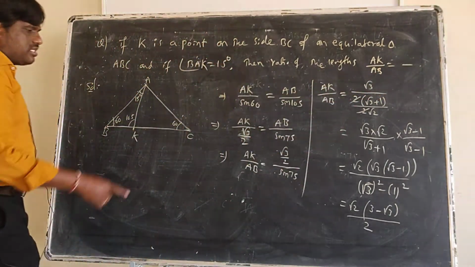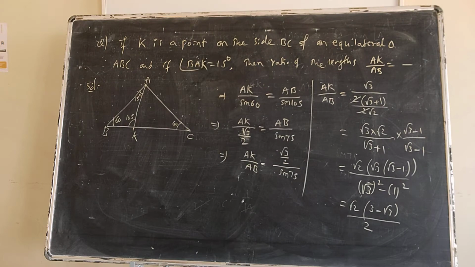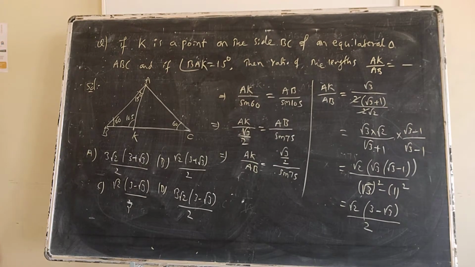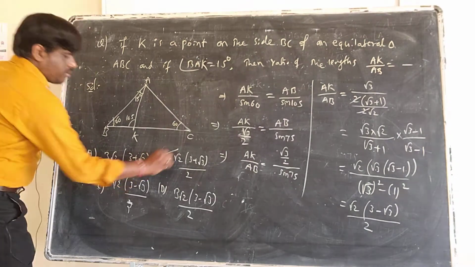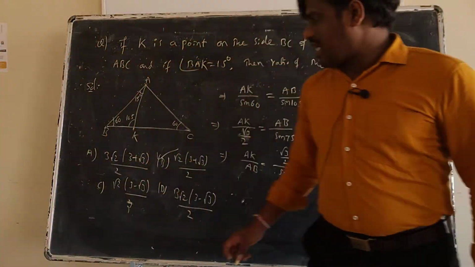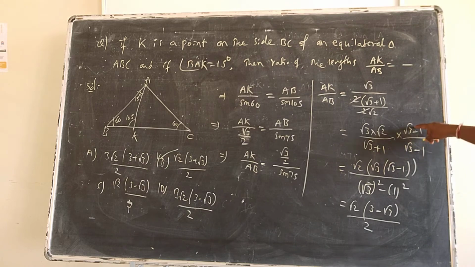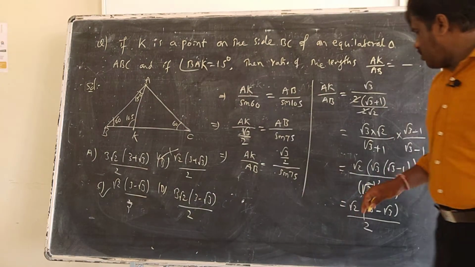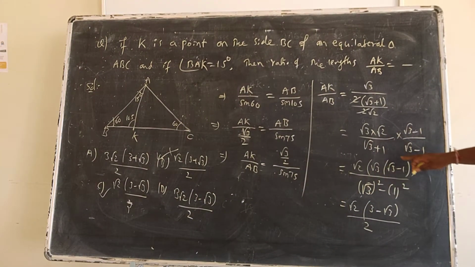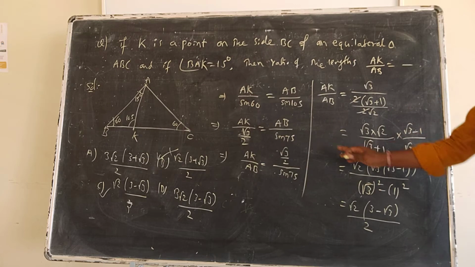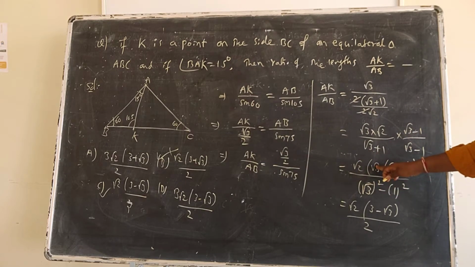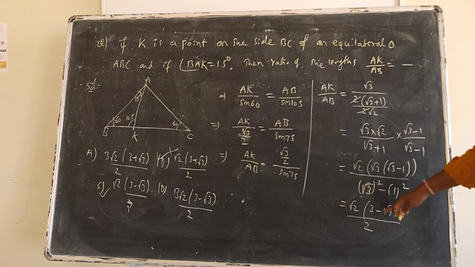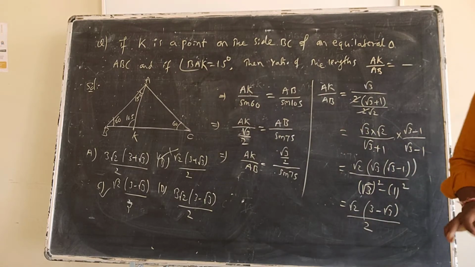Options are given like this. I'll write the options once. So which option is correct? C option is right. That is the reason we did rationalization here. So here you have to rationalize this, root 3 plus 1. That's why root 2 I taken out. You may think that root 2 into root 3, root 6 you can write. But according to the option, root 2 I taken out, root 3 into root 3 is 3, and root 3 into 1 is root 3. And here you got this one. According to option, we have solved.